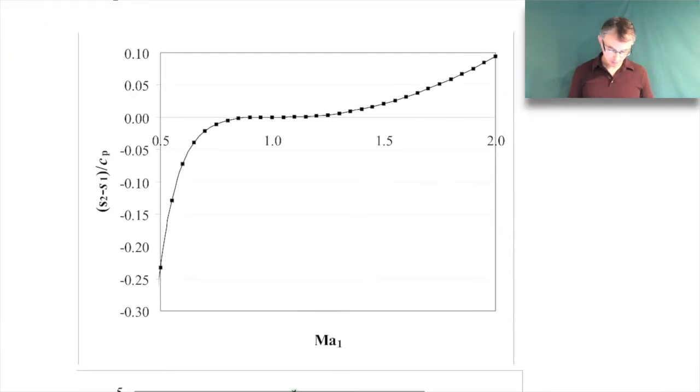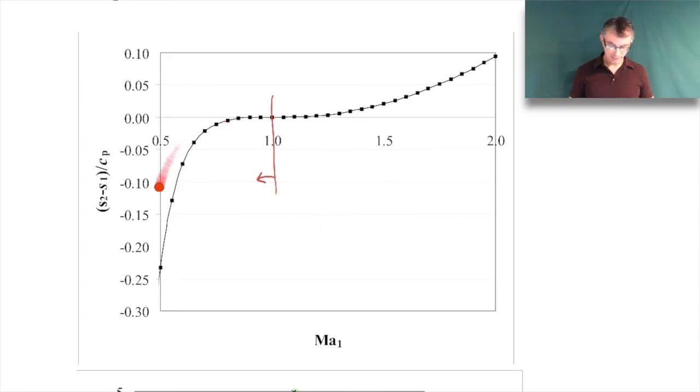So here is the dimensionless change in entropy across the shock wave as a function of the upstream Mach number. And you'll see here that for subsonic Mach numbers down in this range this way, that you get a decrease in the entropy across the shock. Remember, it's an adiabatic process, so there's no heat transfer occurring.